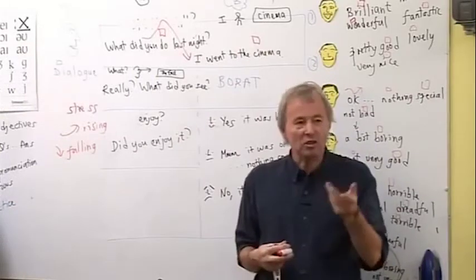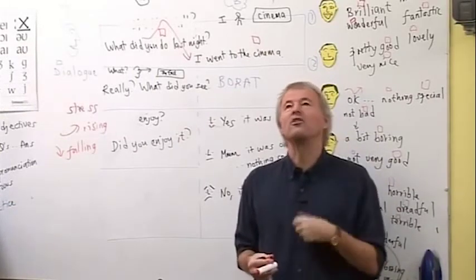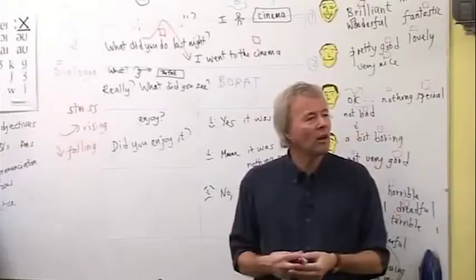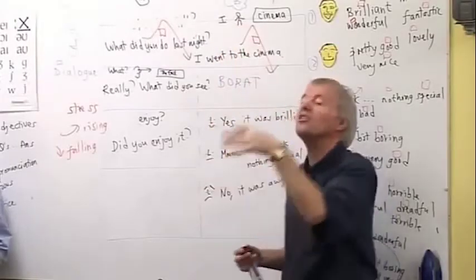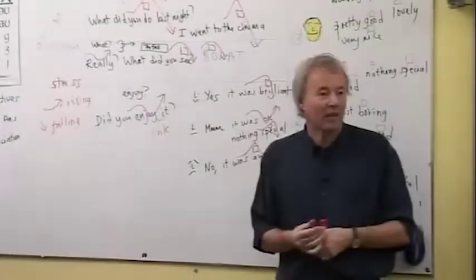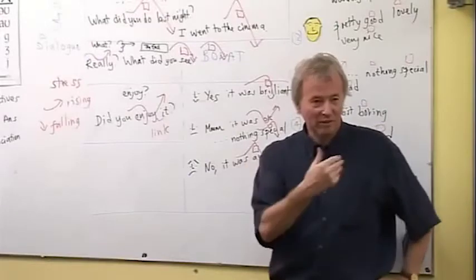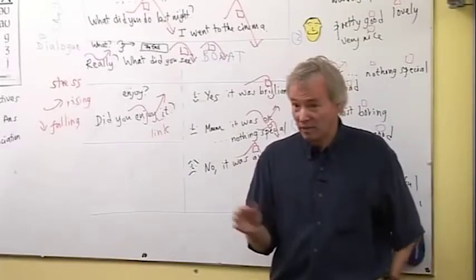Now, speak the sentence. Is it rising or falling? Speak it. I went to the cinema. I went to the cinema. Rising or falling? Falling. Yeah. Here's the right. Cinema. Okay. I'm going to speak. Yeah. Listen and repeat. Okay. Everybody.